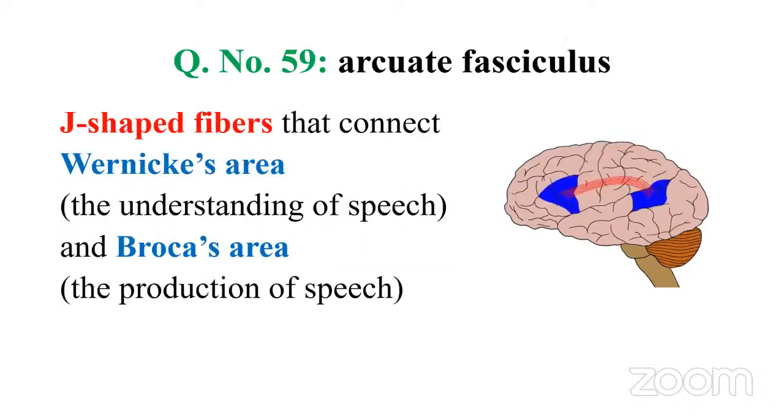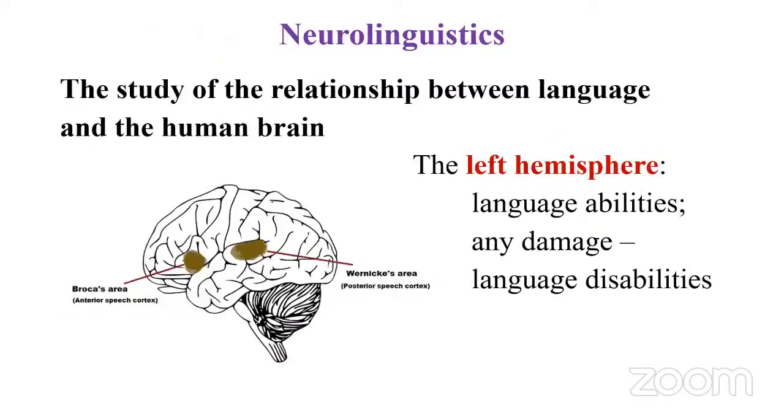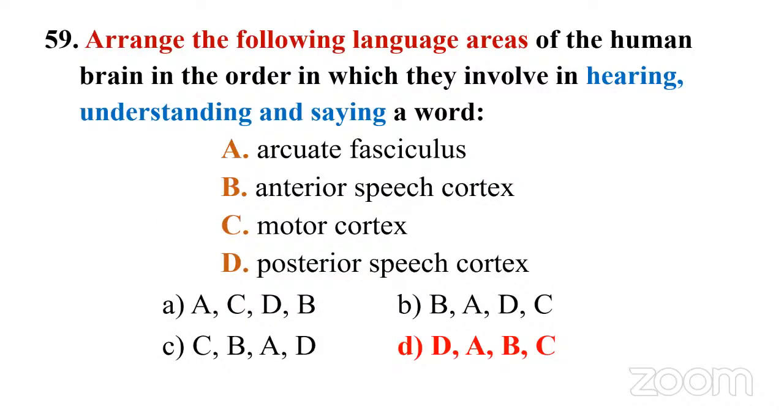Now let's go back to the question, and with this understanding, you can easily answer it. First D, right? Because posterior speech cortex has to do with understanding. Then we go for the arcuate fasciculus, A, because it connects this with Broca's area, the anterior speech cortex, which has to do with production. Then finally the motor cortex. D, A, B, C.